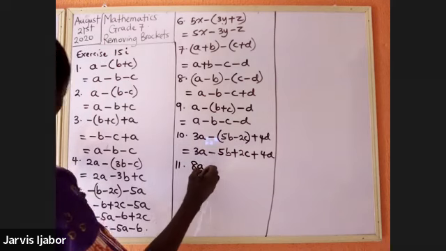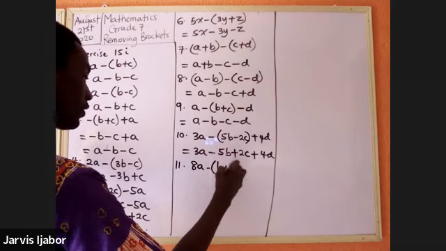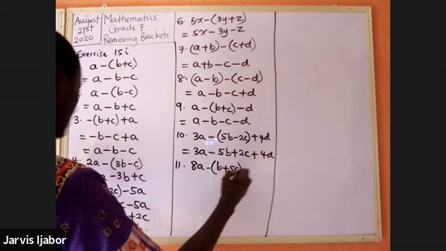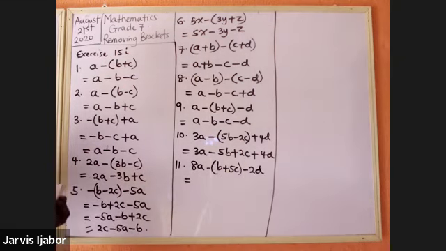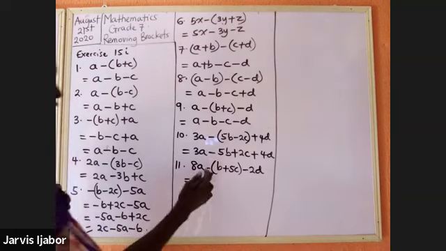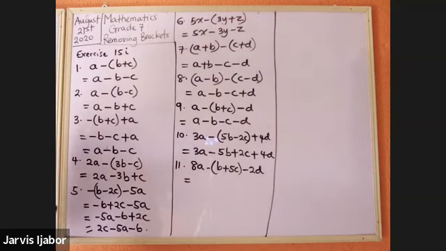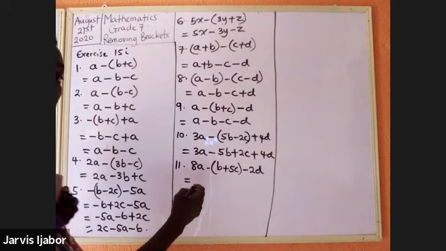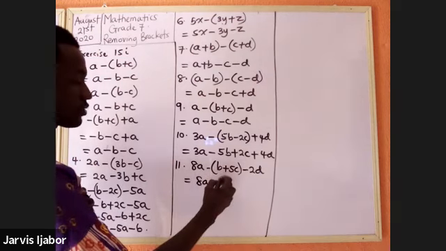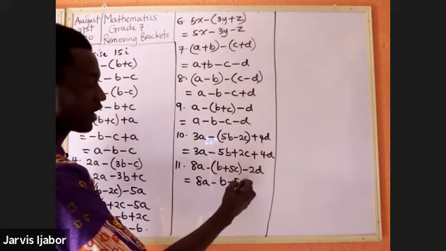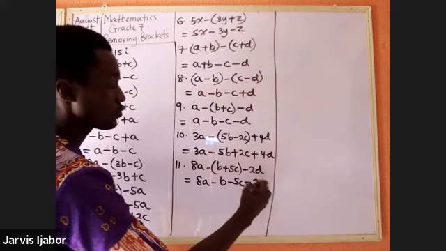8A minus B plus 5C minus 2D. What would this be equal to? The negative will affect the content, and both will change to negative. So that will be 8A minus B minus 5C minus 2D.